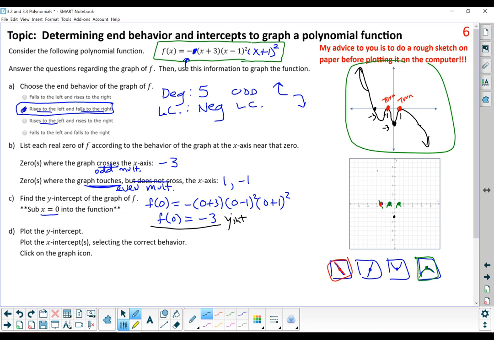And then when ALEKS draws it, it may look different from the one you did on your sketch because it's going to be drawing it sort of exactly. But it will make you plot those intercepts, including the y-intercept, and then you can just click on the graph icon and it will draw the polynomial. I think this is a pretty challenging topic. Just do that rough sketch first, I think, before you try to transfer it into ALEKS.